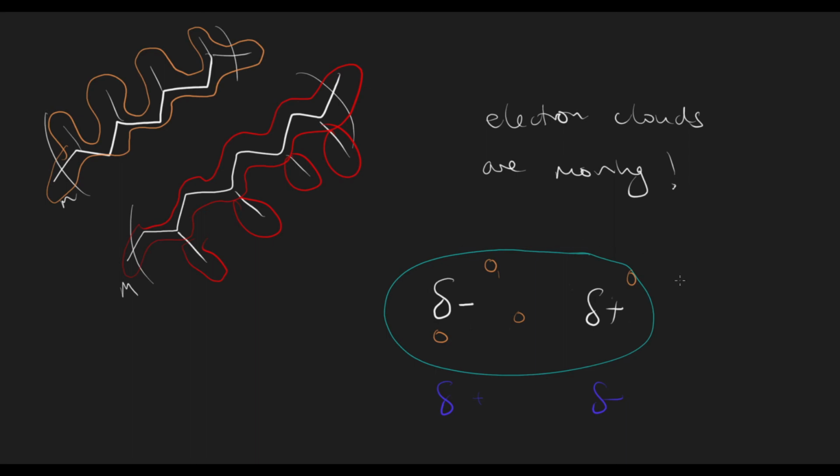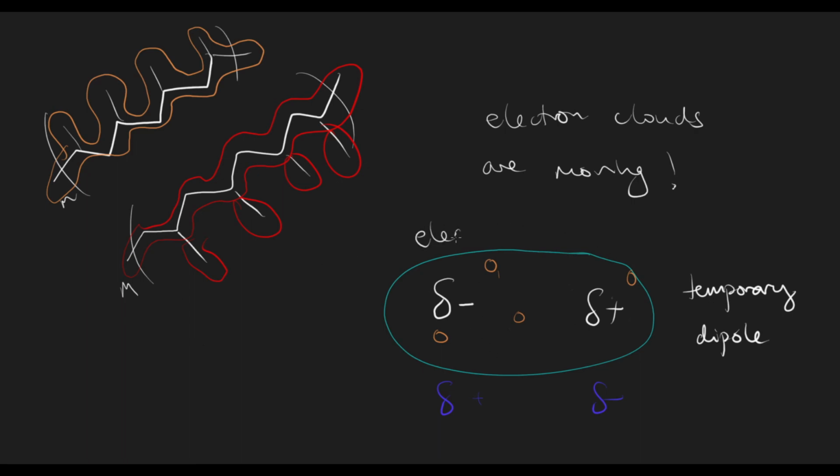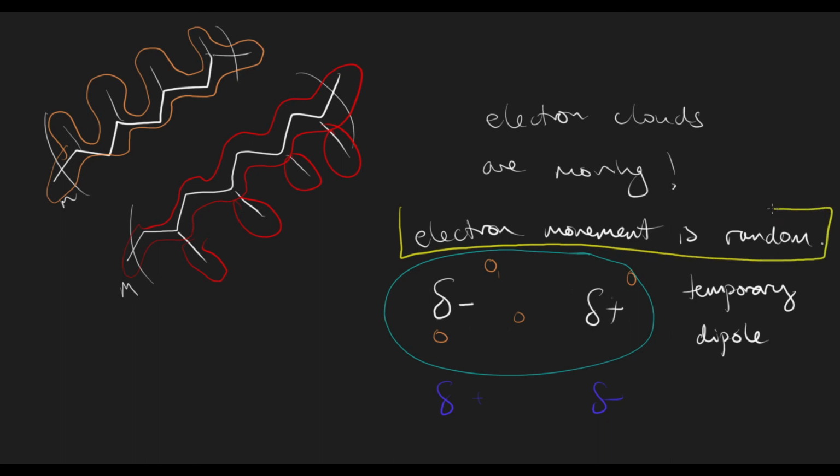And this is called a temporary dipole. A dipole, funny word, but it means there are two poles. So if you think of this as a magnet, then this end is the positive pole, this end is the negative pole. And so we have a dipole, but it's temporary because it might just flip, because the movement of the electrons is random. So electron movement is random. This statement is important to remember when we're talking about van der Waals forces. So these are van der Waals forces.